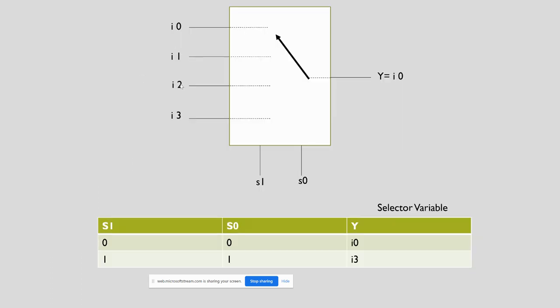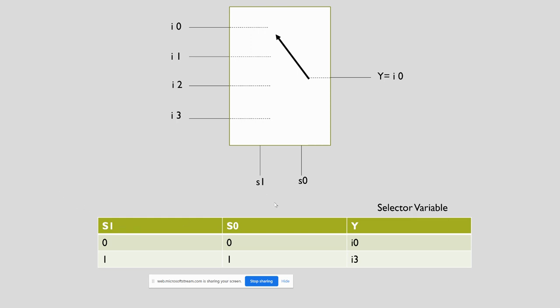So now let's have a look at this multiplexer. This is a 4-input multiplexer. Why 4 inputs? It's because here we have 1, 2, 3, 4. So if we have a 4-input multiplexer, we have 2 selector variables. Sometimes we call them selector variables. That's why we refer to them as S1 and S0. I is the input, Y is my output.